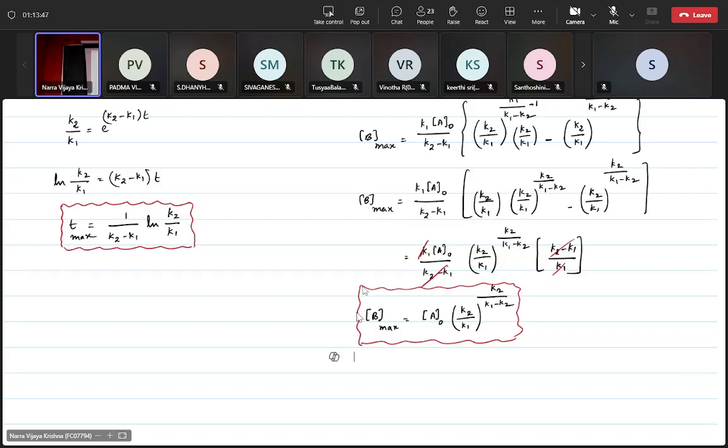Are you able to understand? Concentration of B maximum can approach up to A naught. That is the meaning of it. Initially I have taken A. If the formation of B speed is more than the formation of B to C, what is the maximum possibility of B? A naught. That only we proved. Clear?